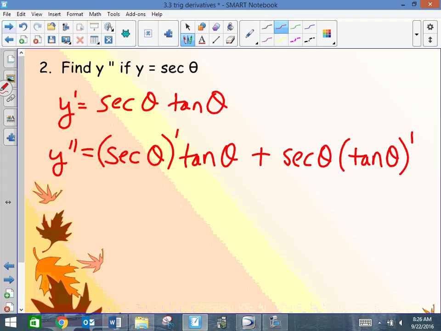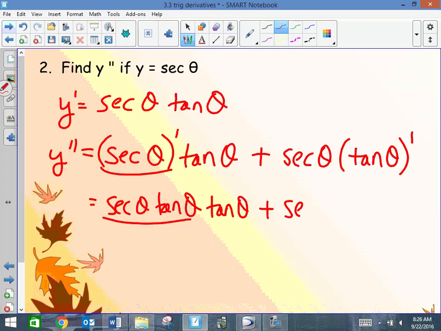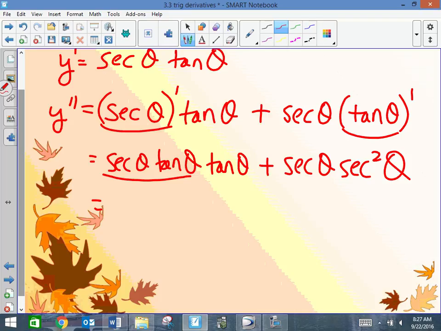Good job. All right. What's the derivative of secant theta, Aaron? Okay. And that's that. Then we have another tangent theta. And then what's tangent theta's derivative, Lindsay? Good job. Now, there is a better way to write this, even though we're not doing anything else. What would be the best way to write that, Abby?